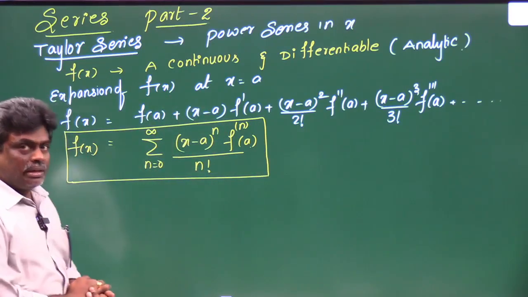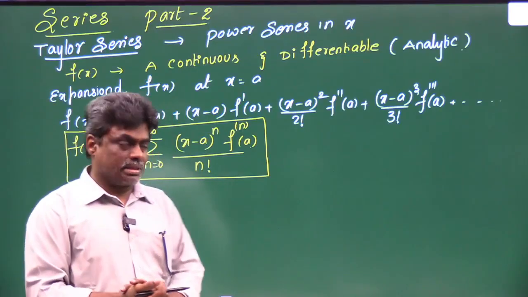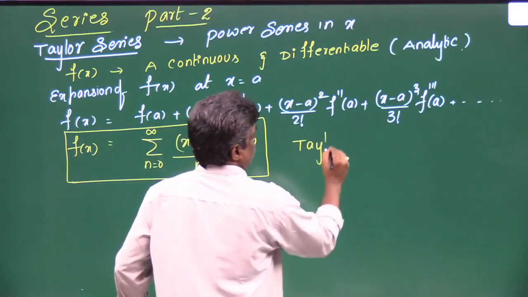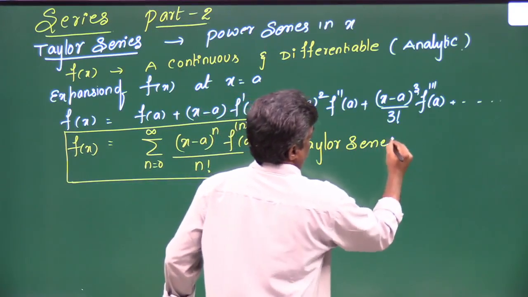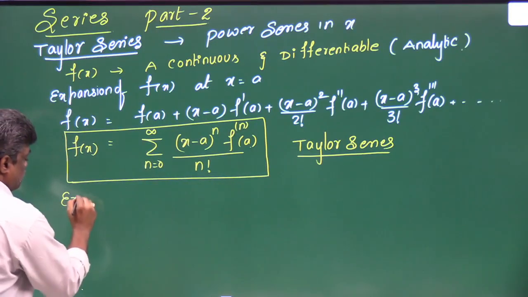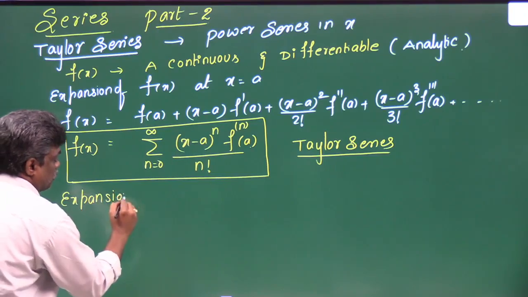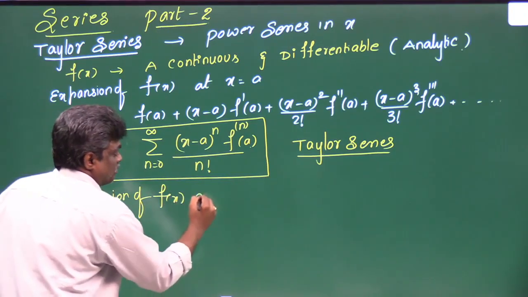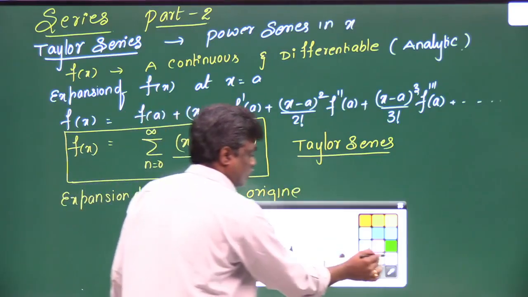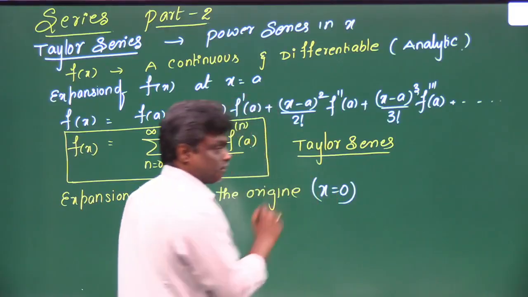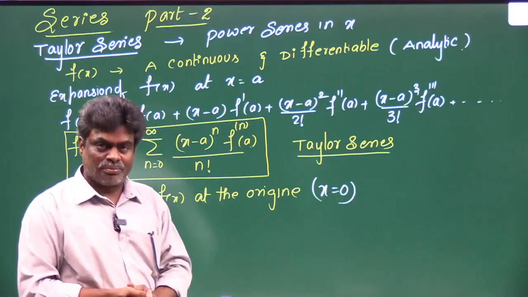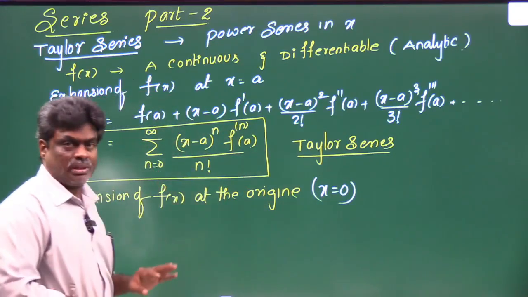So here we can find this Taylor expansion at a particular point also. So this we can take as Taylor series. For example, I have taken the expansion of f of x at the origin. That means let us take the origin x is equal to 0. That means here we have the point x is equal to a, and here the point x is equal to 0. Just substitute a is equal to 0 in the Taylor expansion.